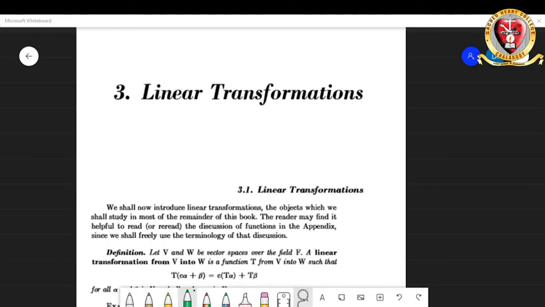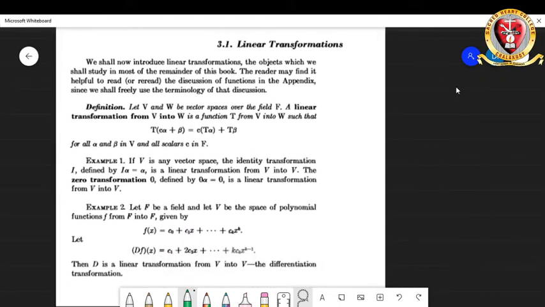what we need basically is two vector spaces over the same field F. So suppose you have a vector space V over the field F. Also, you have a vector space W over the field F. A linear transformation is a function T from V to W. Basically, it is a function from the vector space V to the vector space W. Note that both have the same field.